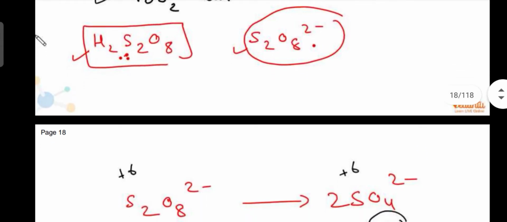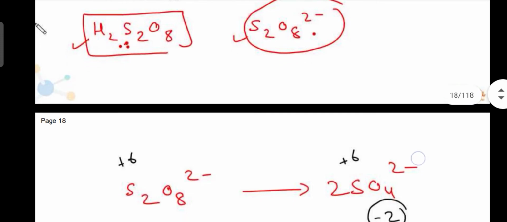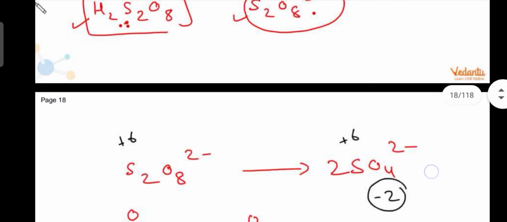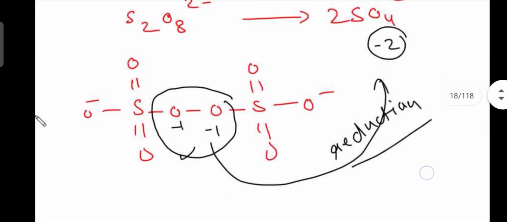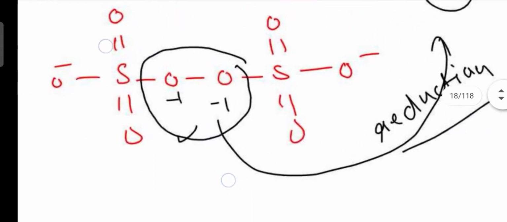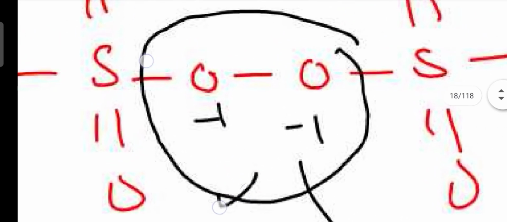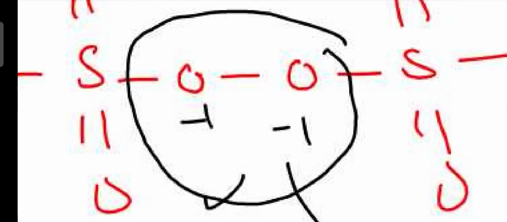This is known as Marshall's acid, peroxodisulfuric acid. Yes, this is the structure of peroxodisulfate. Here it is the peroxy linkage.